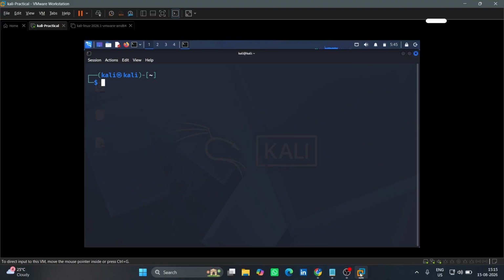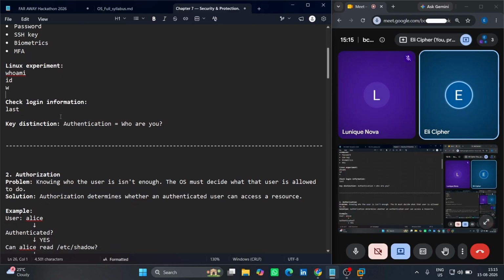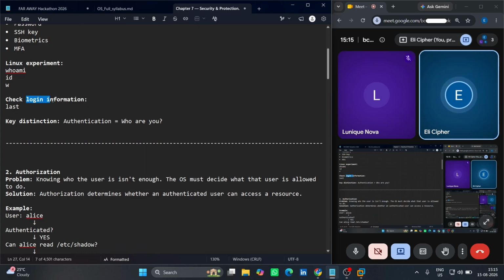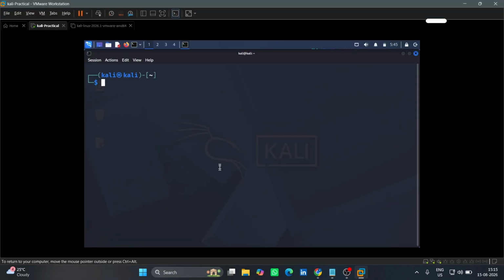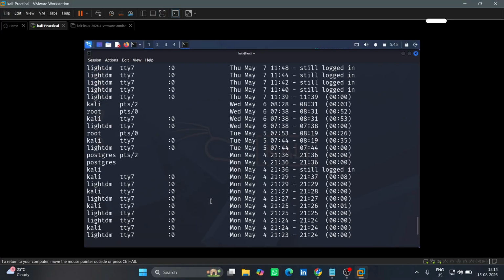Let's clear it. Okay, so you can run all these commands: whoami to know from which user you are currently logged in, then id to know the group ID or user ID of that particular user, and w to know the information about the logged in user, right? Check login information. If you wanted to check out the login information, you can also run last. Okay, so this is all about the login information, right?